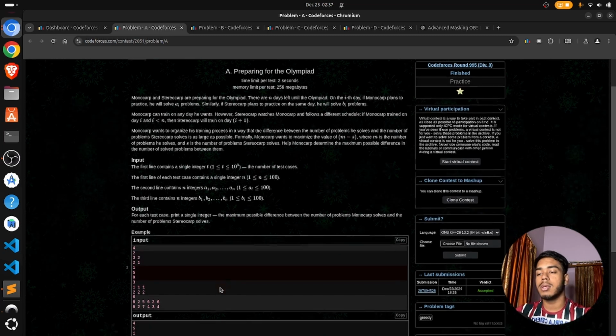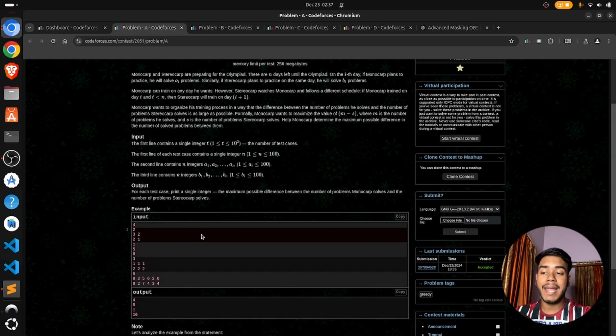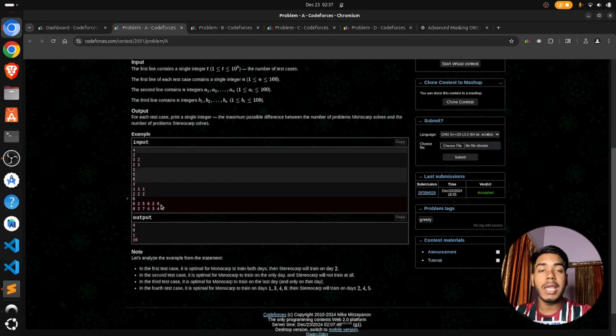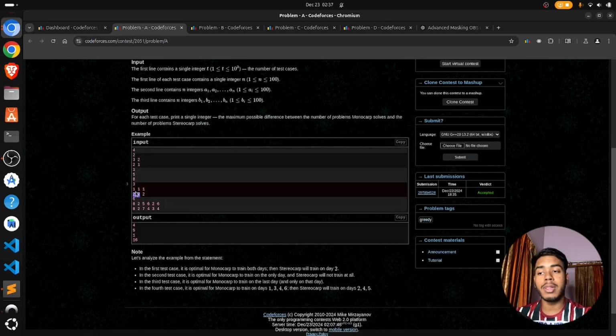Okay, and on the last day you can see that even if all the problems, if all the days Stereocurve solves more. In the third example it is given that Stereocurve solves two problems on the first day, two problems on the second day also, and on the third day also he is solving two problems.